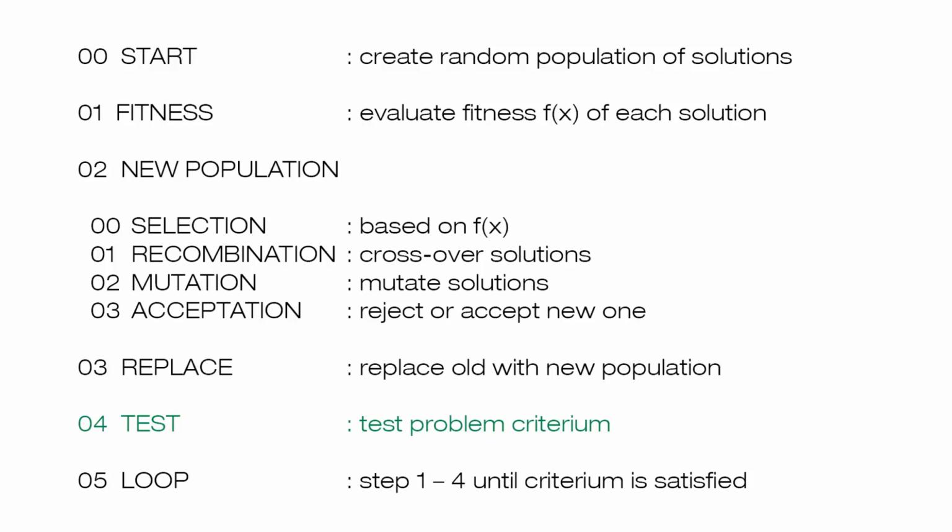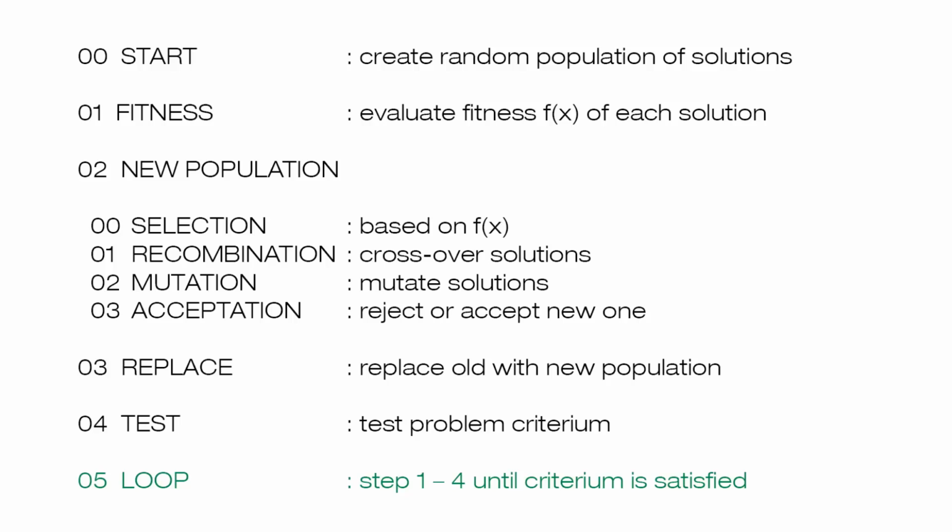Or maybe we have reached a predefined number of generations that we are not going to exceed. Or maybe we have reached a stagnation point, meaning that the new solutions are not very different from the old ones and we're not making any progress. Or maybe we have reached a time limit. If the problem criterion is not satisfied, we will basically repeat the steps from 1 to 4 until we reach our termination point.